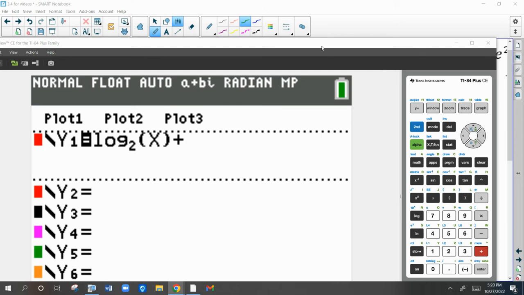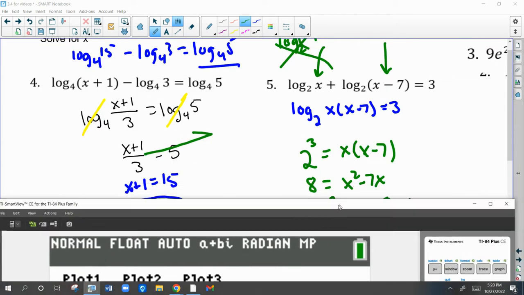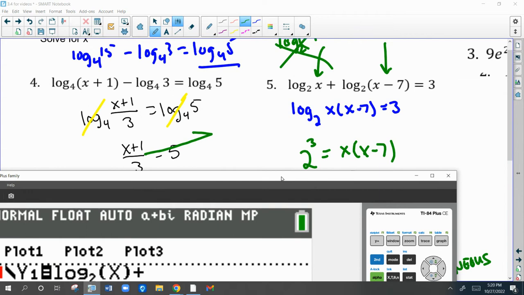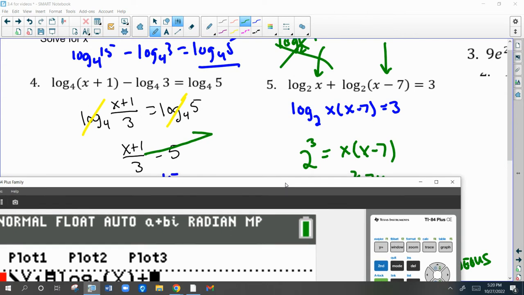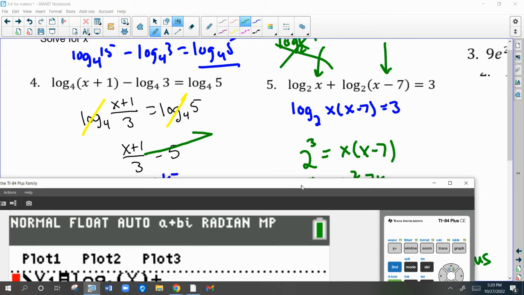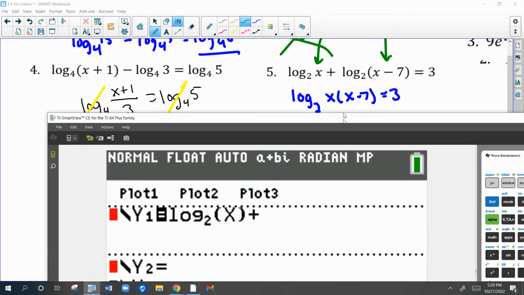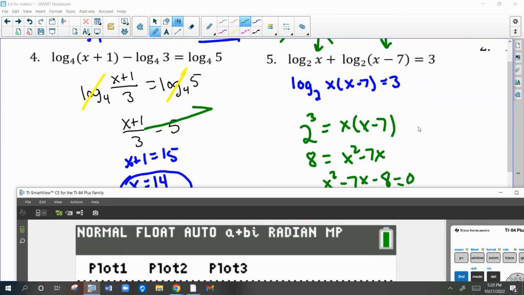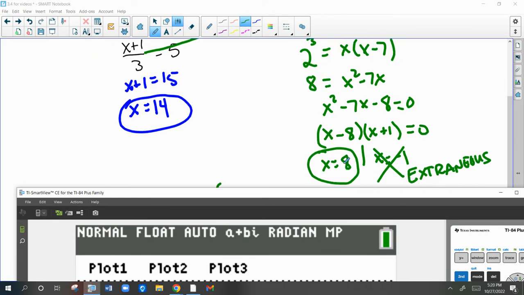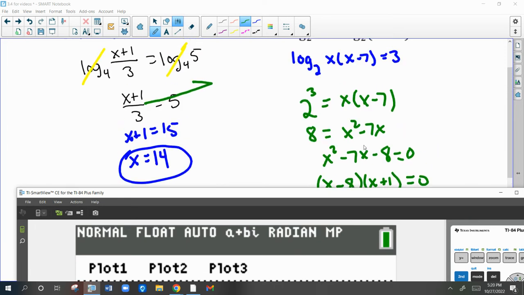All right, so now we're going to use the graphing calculator to check some of our work for log and exponential equations. And remember, you can use this for any types of equations. I'm going to go to question number 5, where we solve this equation. We got two solutions, 8 and -1. We found out that -1 was extraneous. So we're going to check that on our graphing calculator.